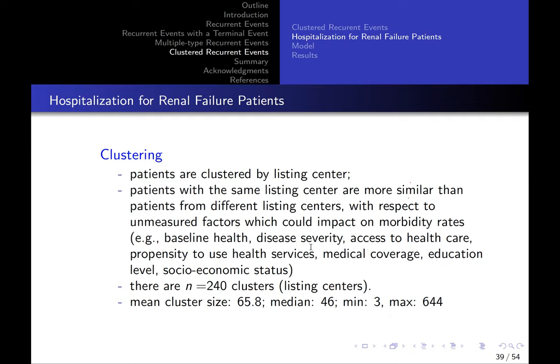Clustering happens within the center. I mentioned that. So the patients are clustered by listing center. Why clustering is important is because each center is different. People going to a particular center may be correlated based on baseline health, disease severity, availability, what type of insurance they have. This study had 240 clusters. The mean cluster size was 65, so 65 patients went to one center. The median was 46, the minimum was 3 and the maximum was 644. So you can see some are small centers, some are big centers.